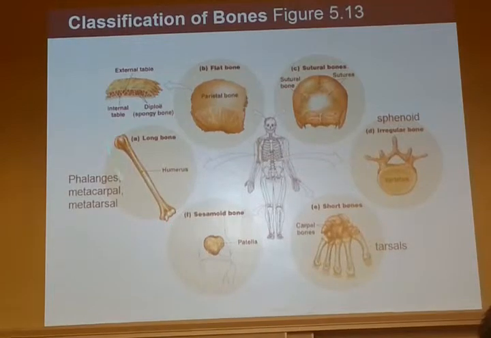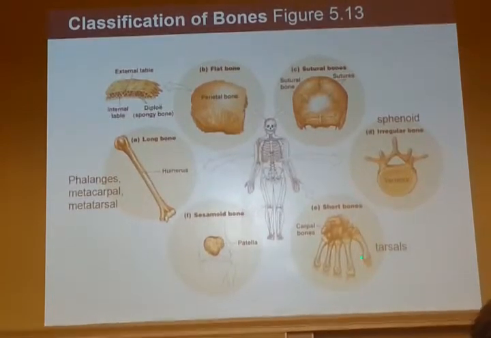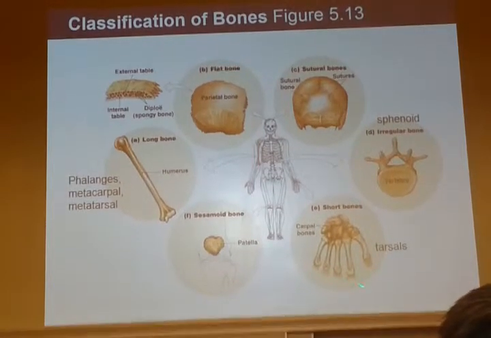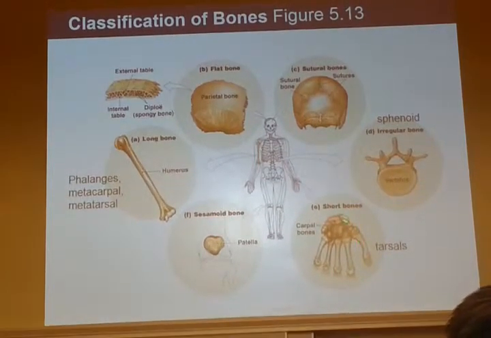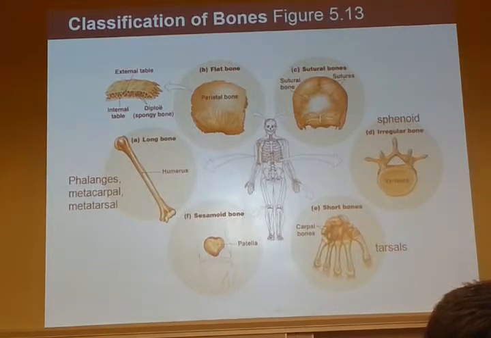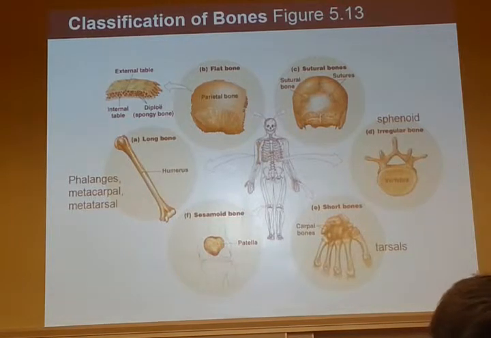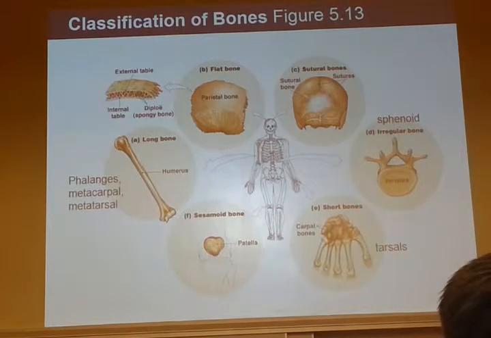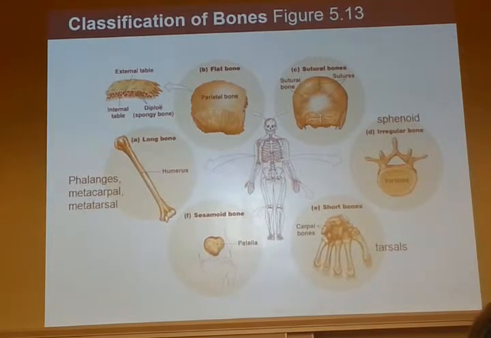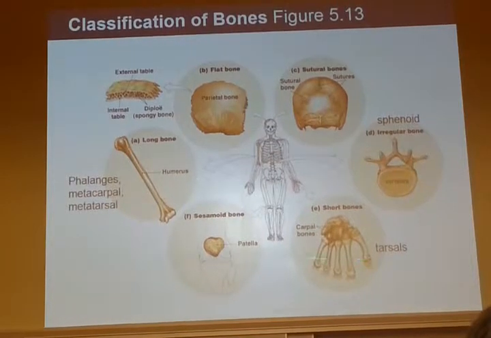Long bones, obviously humerus, but also your metacarpals and your phalanges. Those will be long bones. Wrists, so carpal bones and tarsal bones, will be short bones. Patella is the largest sesamoid bone in your body, but it is a sesamoid bone. So phalanges, metacarpals, metatarsals, all of those are long bones.